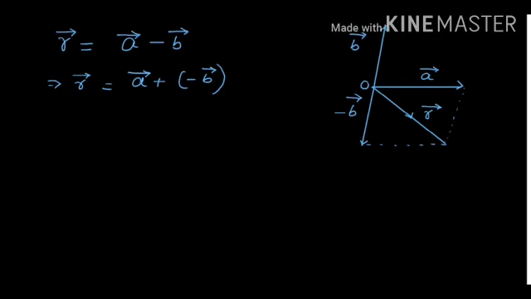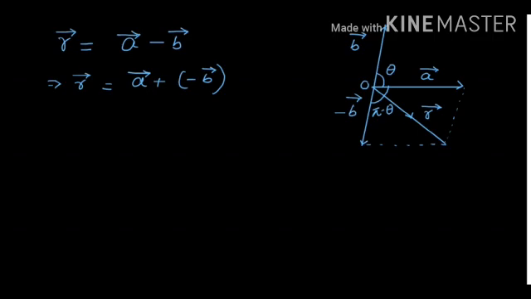Note that if the angle between vector A and vector B is theta, then what will be the angle between vector A and vector minus B? It will be pi minus theta. This is the angle between vector A and vector minus B.